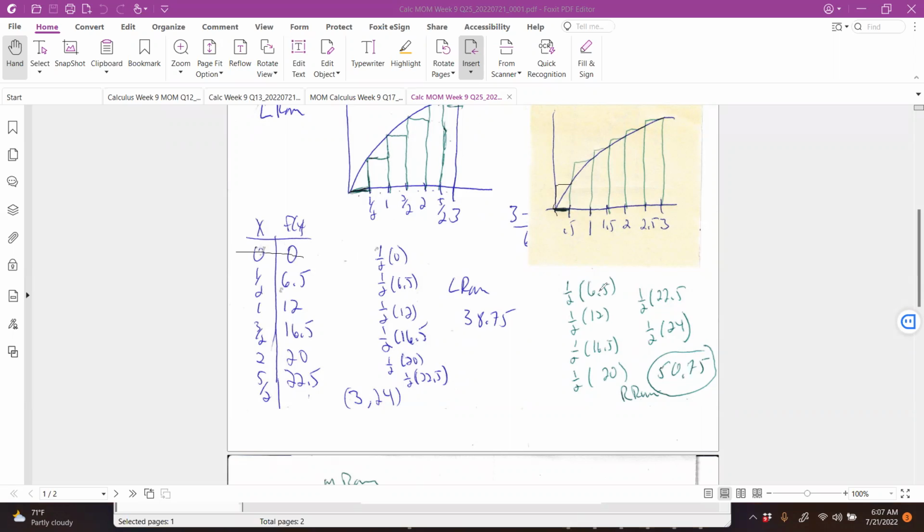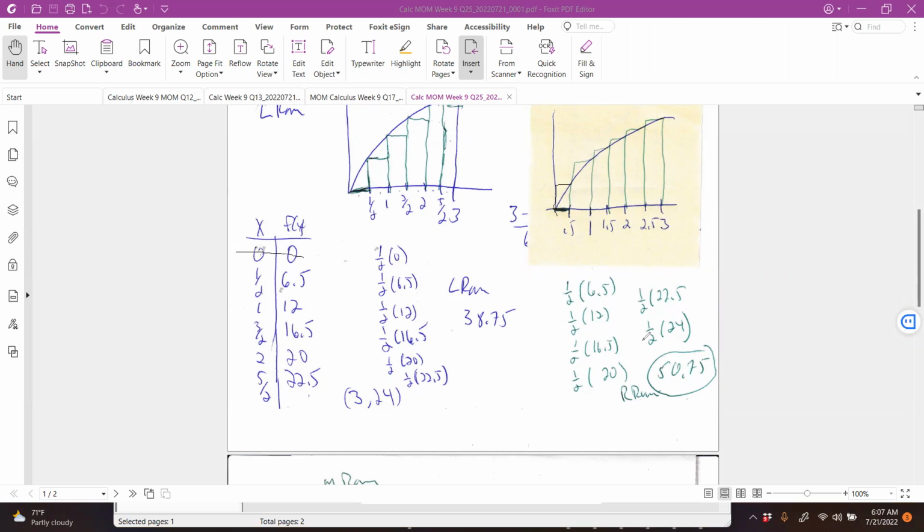So I went with 1/2 times 6.5, and 1/2 times the 12, and so on. And then 1/2 times the 24 that happens when x equals 3, which I didn't worry about for the first one. That's how high that last rectangle is. Then I multiplied and added those together, and that's what I got, a much bigger estimate.